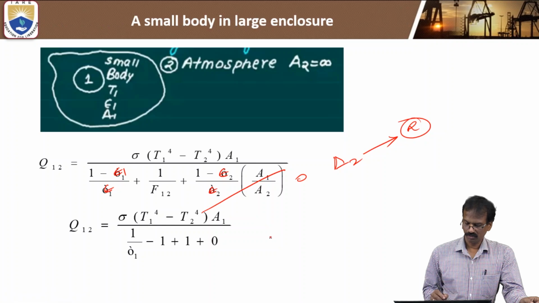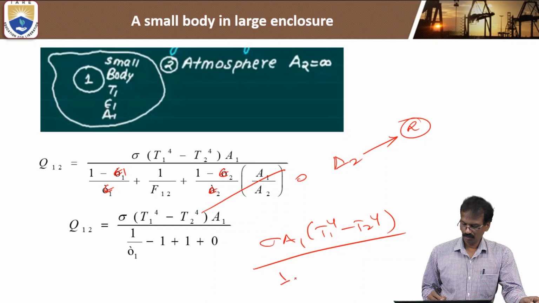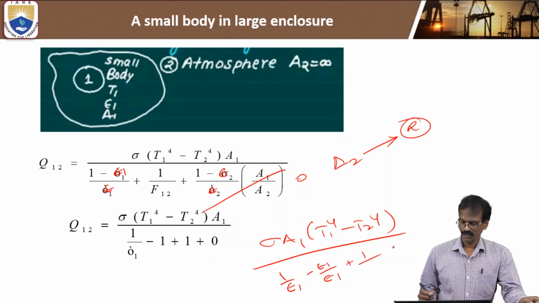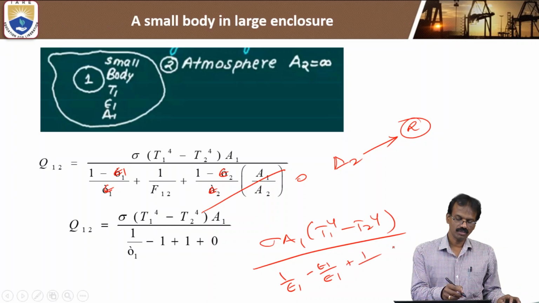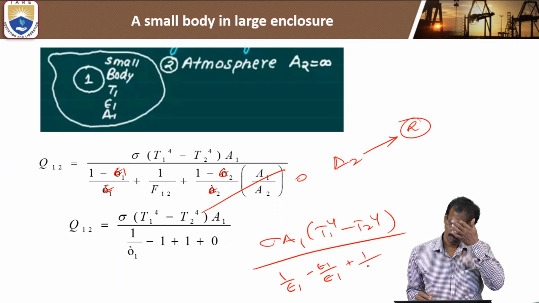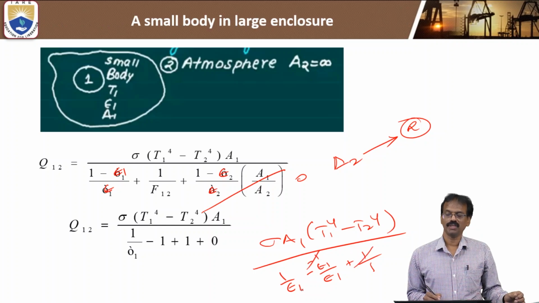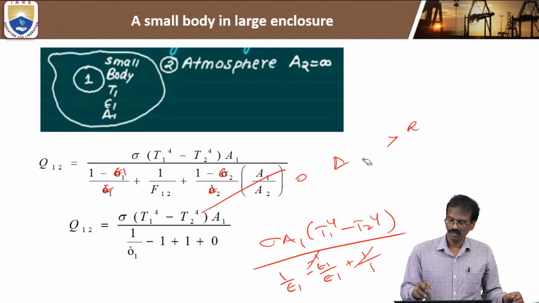You can rewrite it like this: sigma A1 into T1 to the power of 4 minus T to the power of 4 by 1 by epsilon 1 minus epsilon 1 by epsilon 1 plus 1 by F12. In this case, we already discussed that F12 is equal to 1. So 1 by 1, minus 1 plus 1 will be cancelled. This is the 1 by epsilon 1.